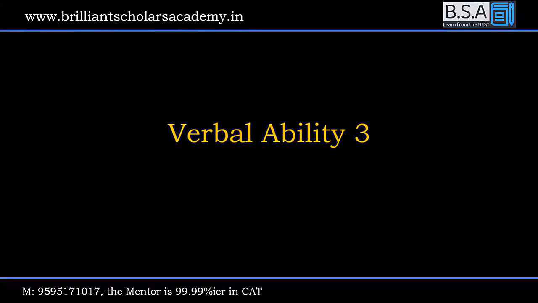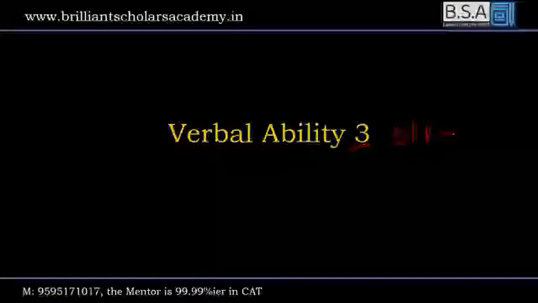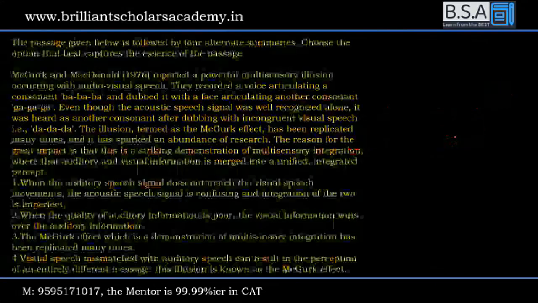So I was telling you a minute back, today's session, the verbal ability 3, is about parajumbles and para summary. For every question, I'll give you 2 to 3 minutes to read, to comprehend, to answer. It's a mixed bag of questions, mostly from CAT 2020 and 2021, between para jumble and para summary. So here's the first question.